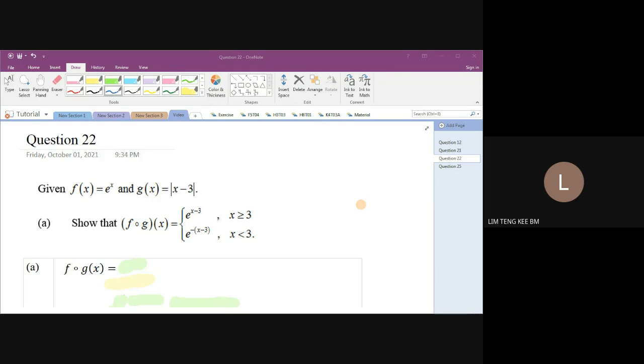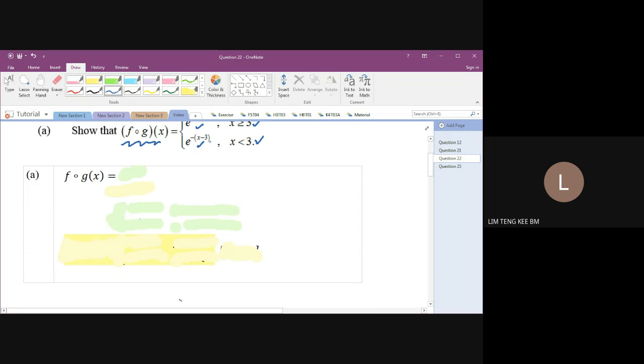Let's refer to past year question 22. You are given function f(x) equals e^x and function g(x) as modulus of x minus 3. Then we would like to show that the composite function fg is equal to the piecewise function in this form here, which is a combination of two exponential functions. And how do we go about solving this question? Let's see.